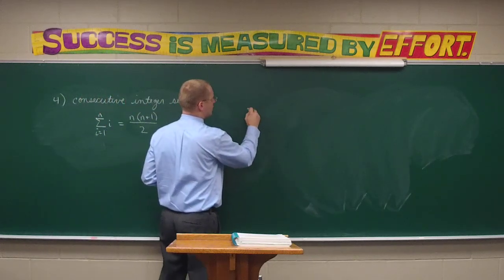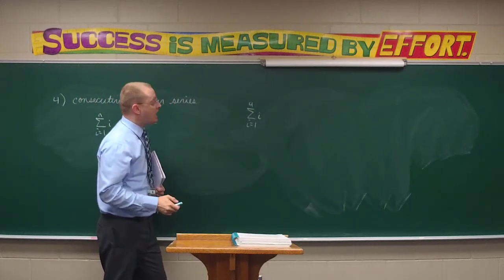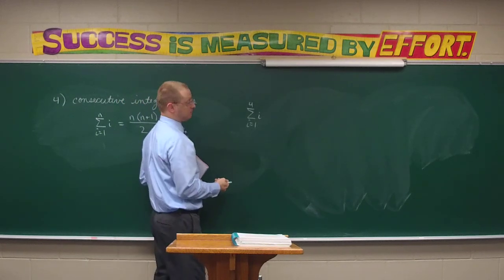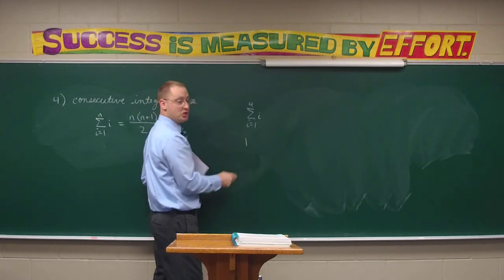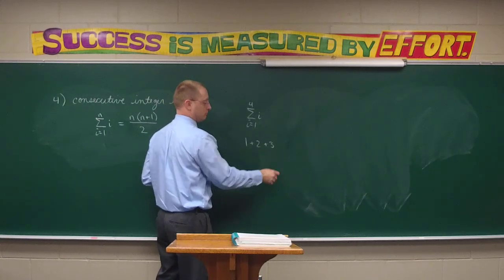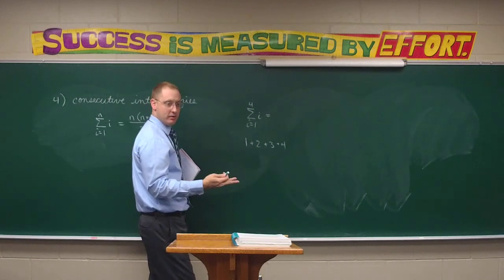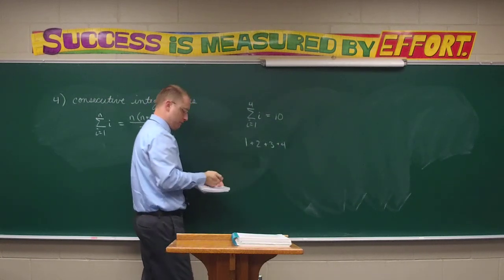But let's consider this series from 1 to 4 for I. If I plug in a 1, class, I get 1. If I plug in a 2, I get 2. If I plug in a 3, I get 3, and if I plug in a 4, I get 4. Obviously, we can add 1, 2, 3, 4, class, and we get 10. But I want you to notice something.